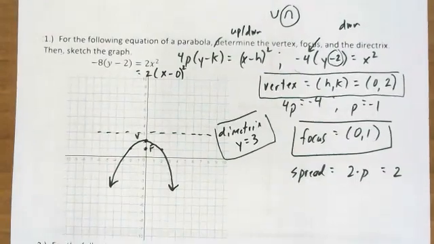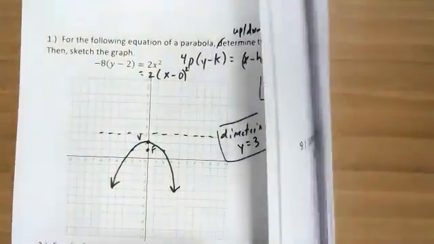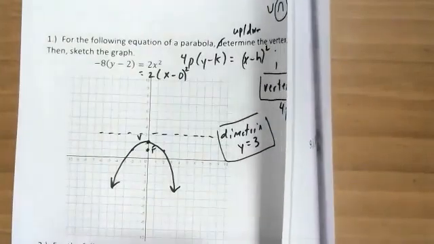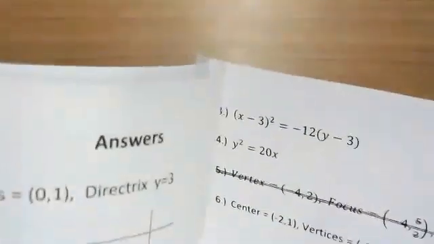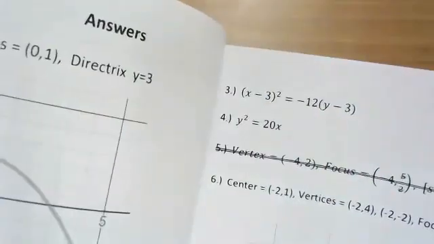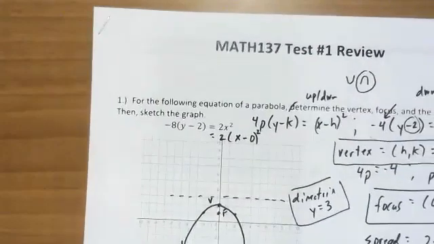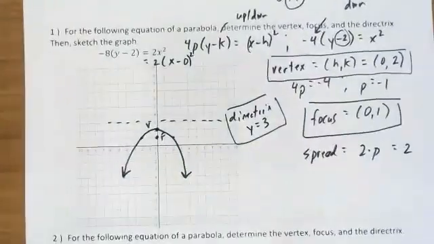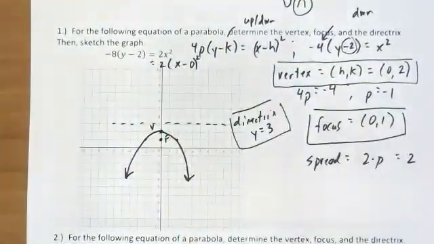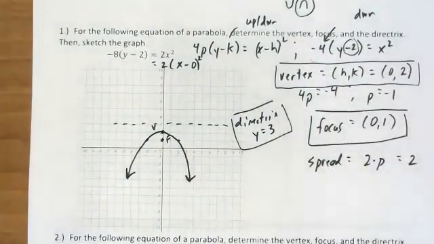Now I'm going to check the key to see if I'm correct. Hopefully I did not make any mistakes. So the vertex is 0, 2. Focus is 0, 1. Directrix y equals 3. And my graph looks correct. All right, so that's one where they've given you the equation of a parabola. They ask for information and the sketch of the graph.